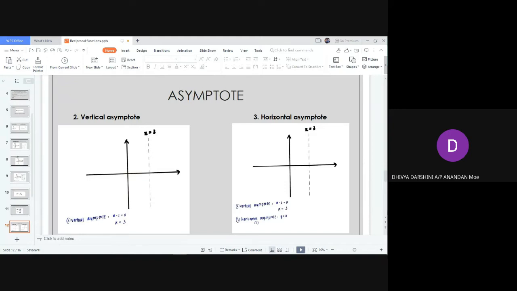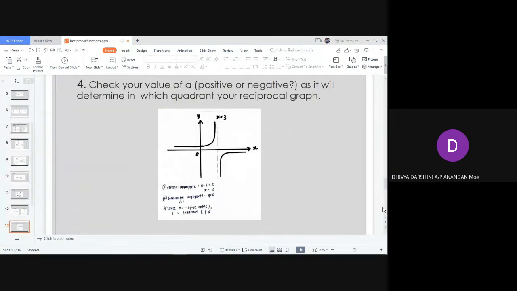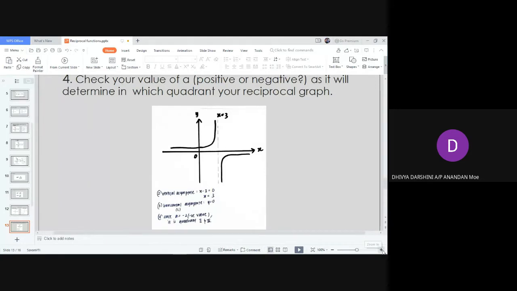Okay, so our fourth step is to check the value of a. Now we're going to sketch the graph. So if you check the value of a, it's -2. So if it's -2, our reciprocal graph will fall on the second and the fourth quadrant. So yeah, just draw the graph like that.